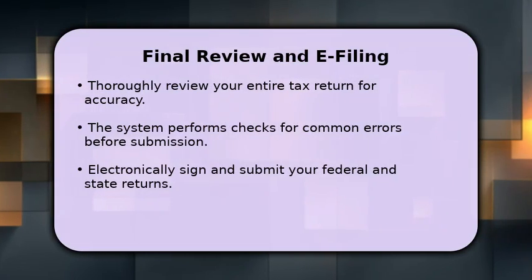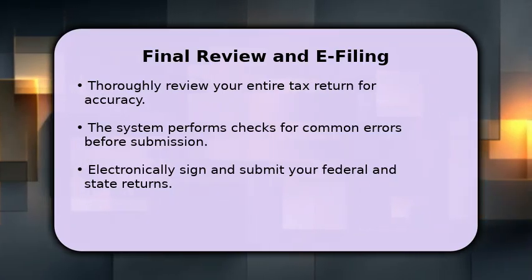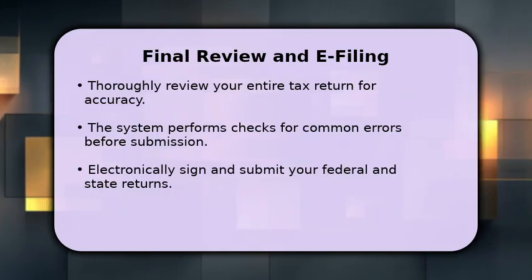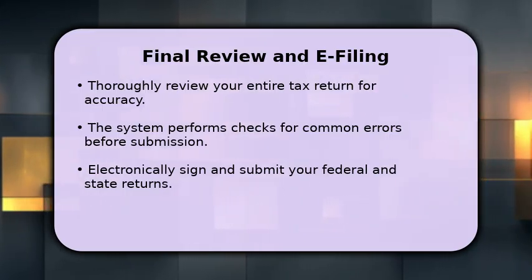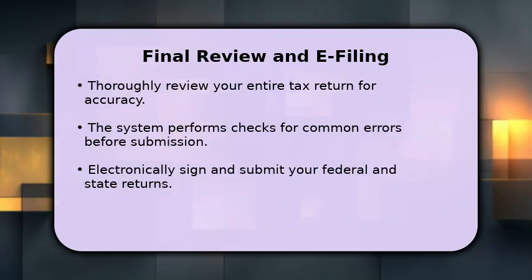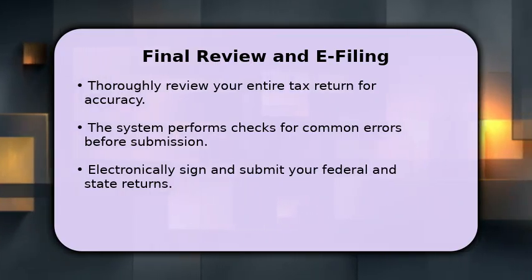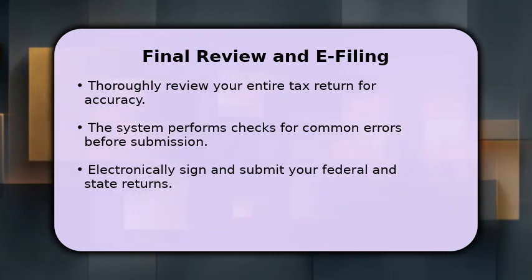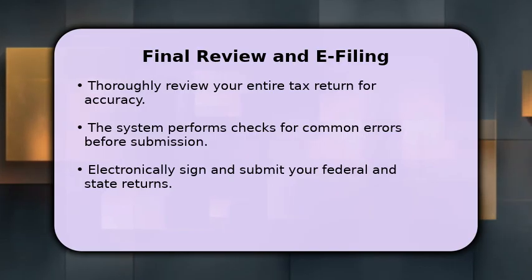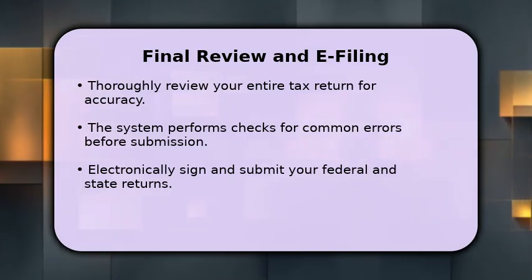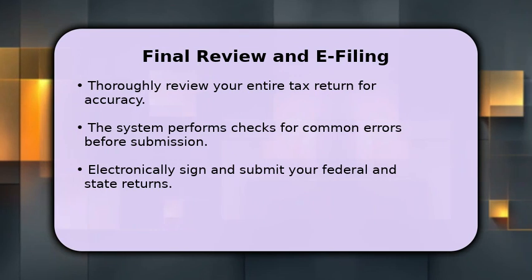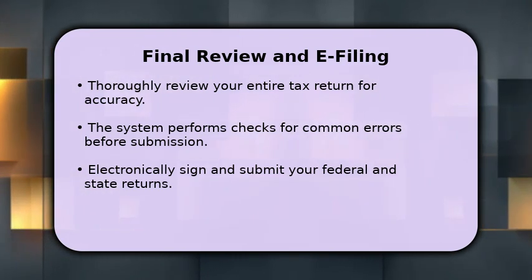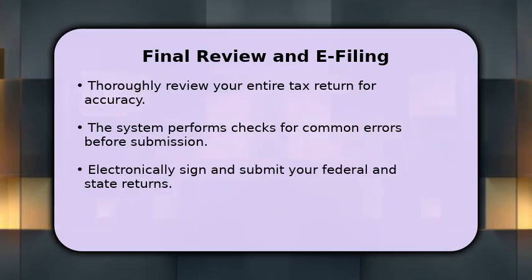The final, crucial step is to thoroughly review your entire tax return. Cash App Taxes includes built-in checks to help catch common errors before you submit. Take a few extra minutes to double-check all numbers and personal details. Once you're confident everything is correct, you can electronically sign and submit both your federal and state returns directly through the platform. You'll receive confirmation once your returns are successfully filed, giving you peace of mind that your tax obligations are met.